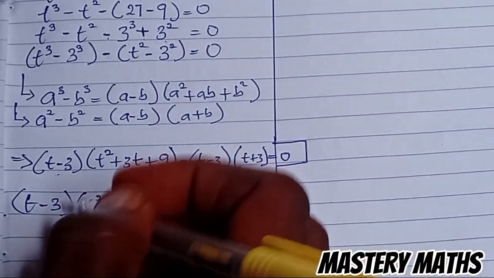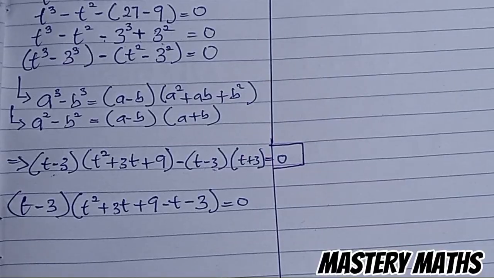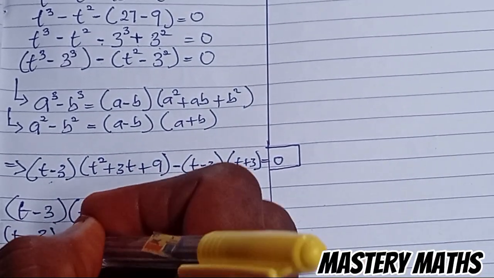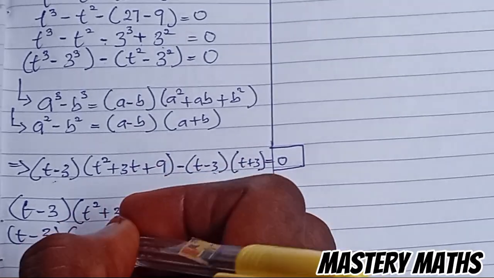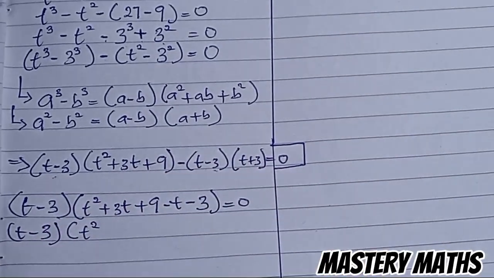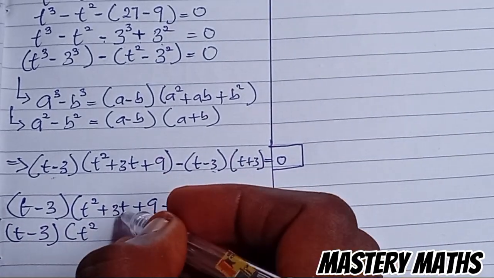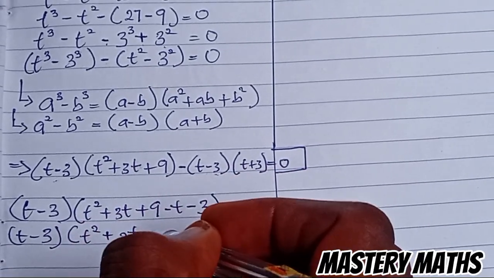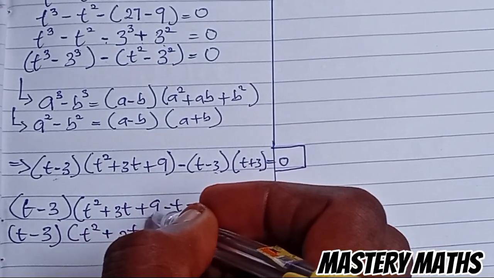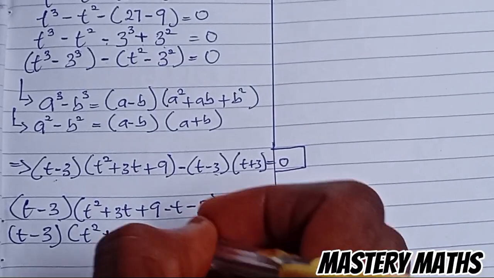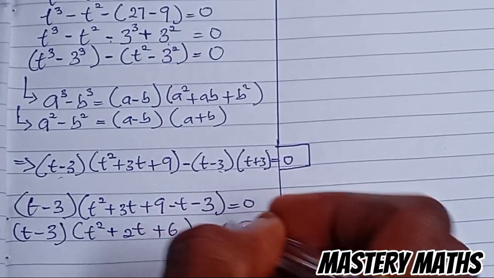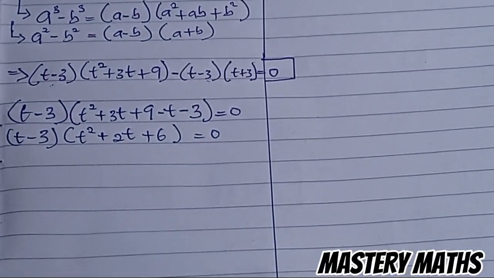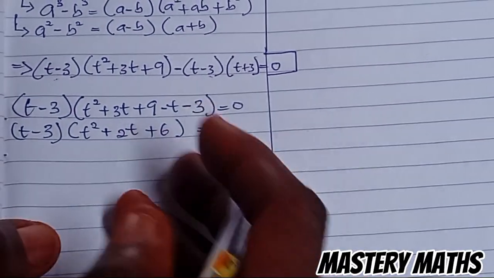You've seen it. Now what should be the next thing? We also bring down the same thing: the t minus 3 is being brought down. Now this is going to work on this. You say your t squared, then plus 3t minus t will give us plus 2t. Now we have plus 6, plus 9 minus 3, which gives us plus 6. Close the bracket, equal to 0. So after we've done that, what should be the next thing?